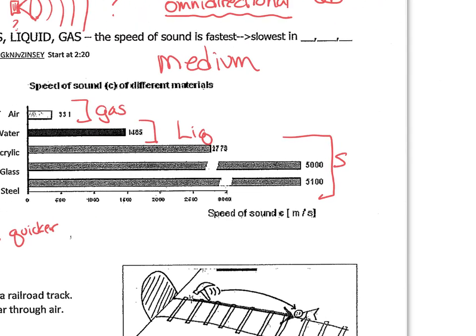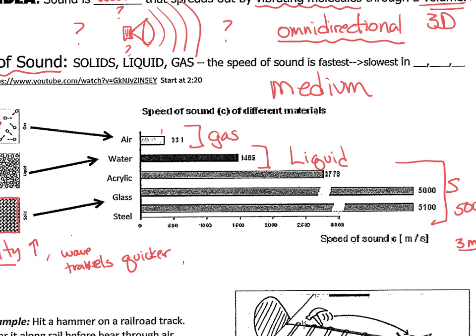And you don't have to memorize these numbers, but 5,000 meters in a second is huge. That means about 3 miles. A sound wave in a metal pipe can travel 3 miles in 1 second. Liquids, well, they're about 1,400, 1,500, so still very fast. Notice how small gases are.